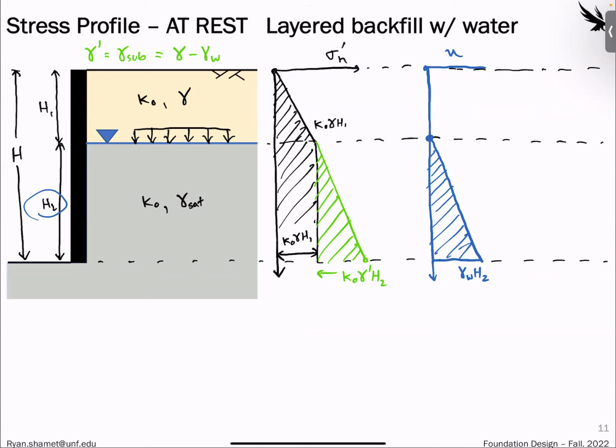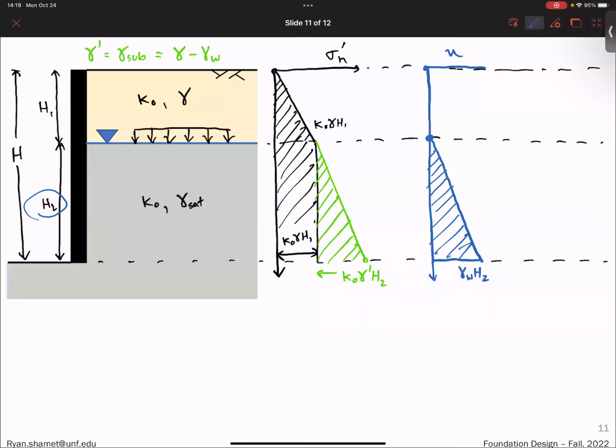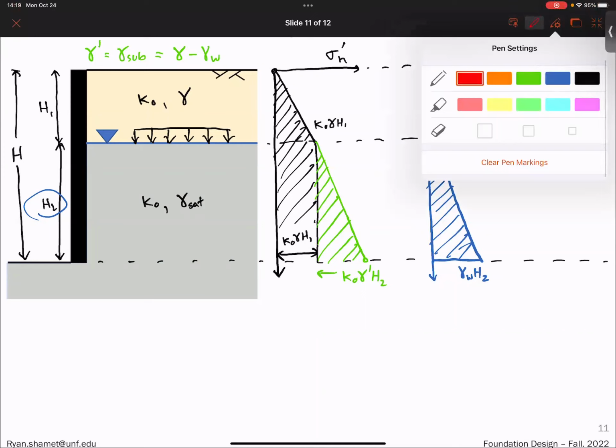But for a wall itself, we care about the total pressure. If it was just me pushing on this wall and there's pore water pressure behind me, even if it leaves, then the pressure is going to be less on the wall. So when we're designing for the worst case scenario, we'll always design it for the total stress.